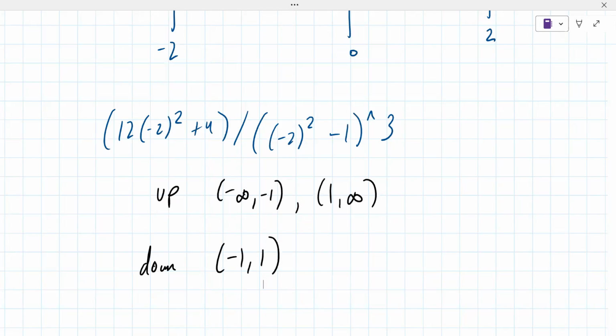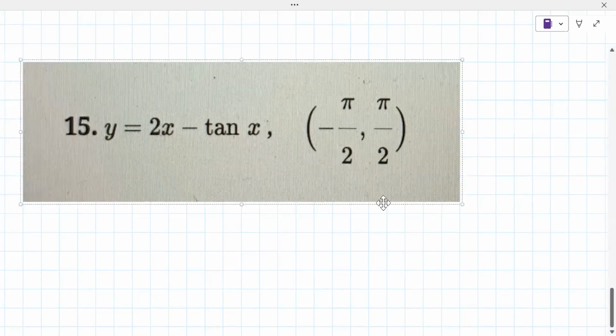Where should we go from here? Number 15. All right. So the nice thing here is they've given you a window. We had that weird problem yesterday where they don't give you a region to bound it in, and that's really bad.